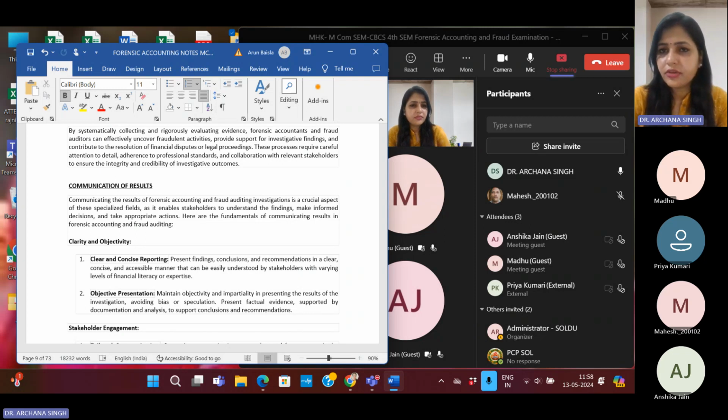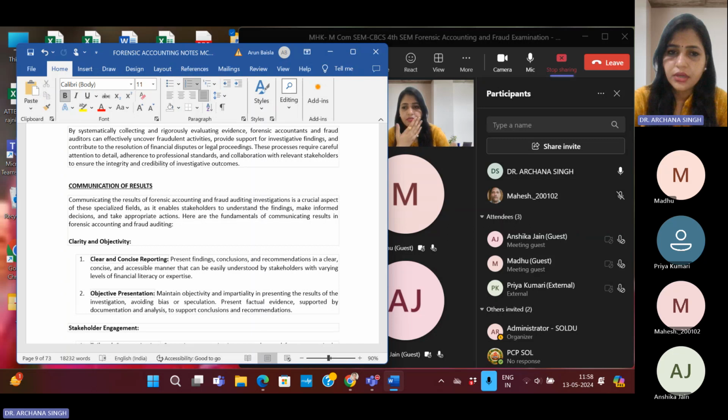So while communicating the results, what are the fundamentals regarding it? Some fundamentals of communicating results in forensic accounting and fraud auditing include, first, clarity and objectivity, which means clear and concise reporting should be done. Whatever findings, conclusions, recommendations or suggestions they had, they should be presented in a very clear, concise and accessible manner, so that it is easily understandable by various stakeholders who are directly or indirectly related to that investigation.